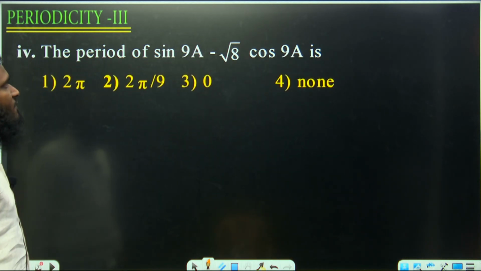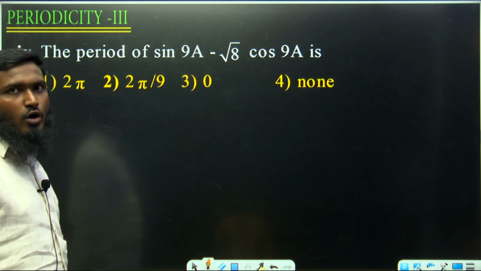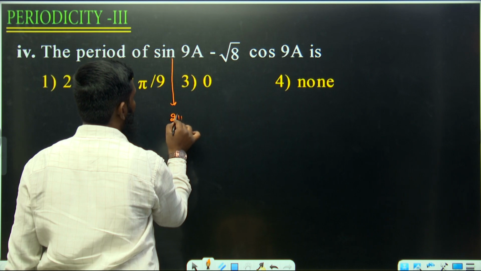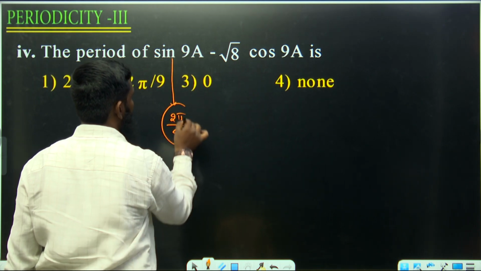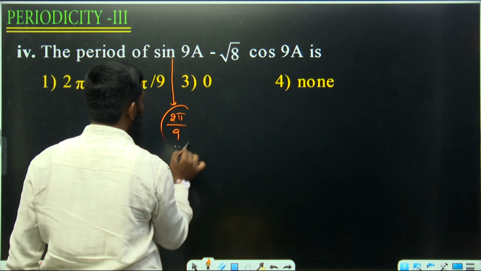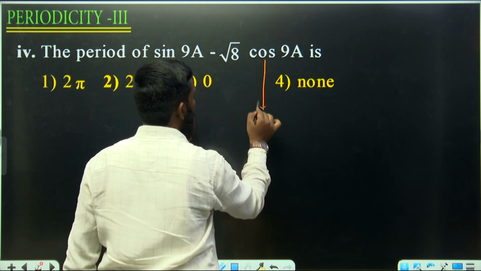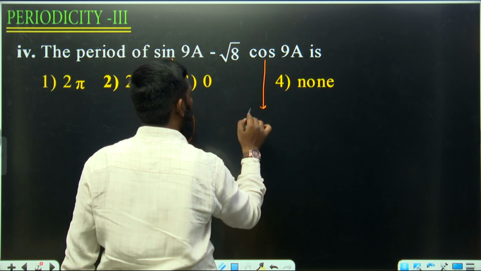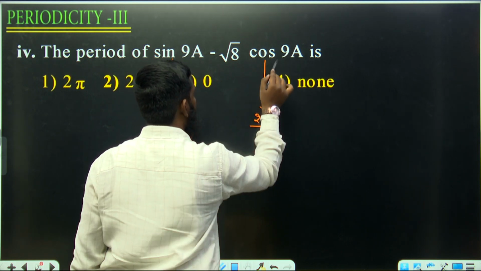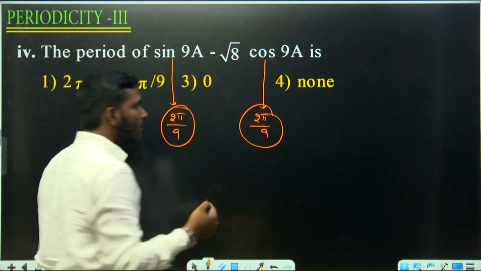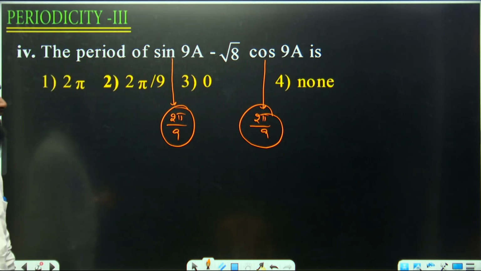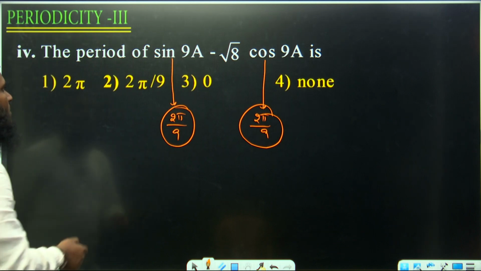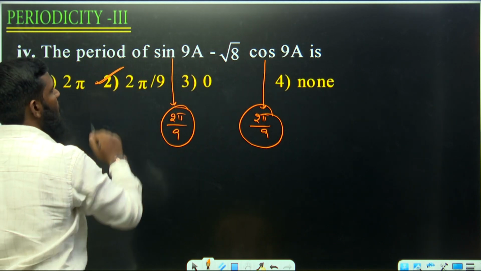Next part. The period of sin 9a minus root 8 cos 9a. Over here, if you take this part, the T value is 2 pi divided by 9. This is one part we are having. Now over here, no need to concentrate on the numbers, only the functions. What is the T value for the cos function? 2 pi divided by 9. If you are getting the same answer, then the period for the complete question will be the same, 2 pi by 9. 2 pi by 9 means let us go with the second option.